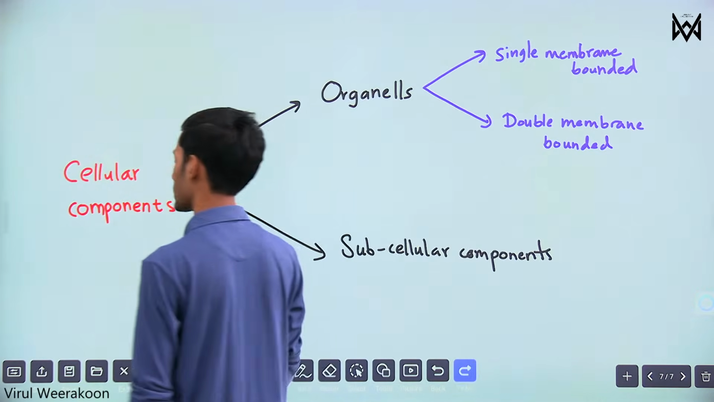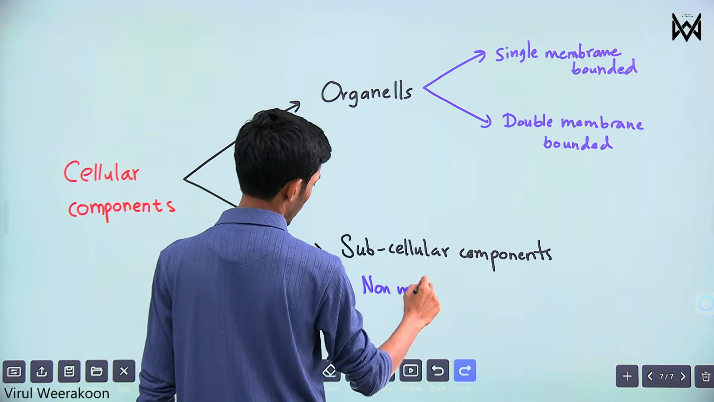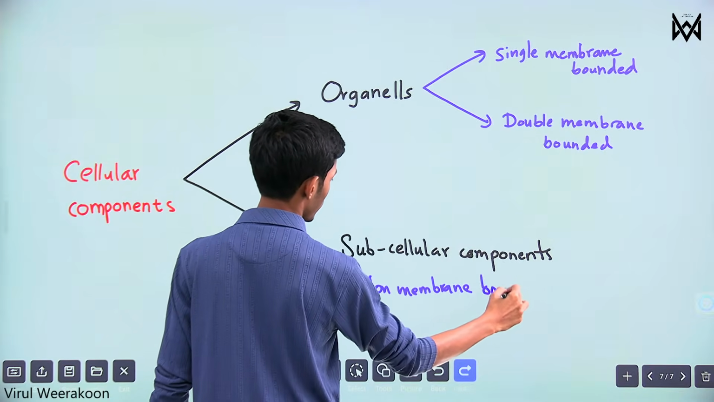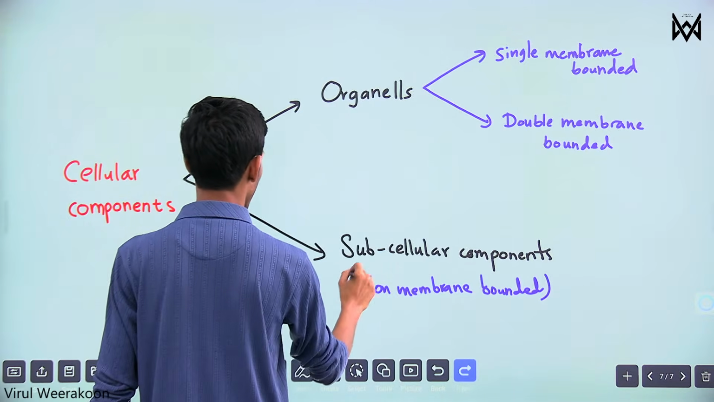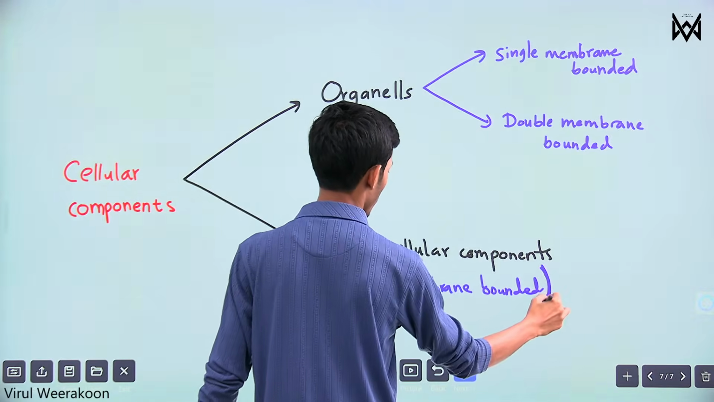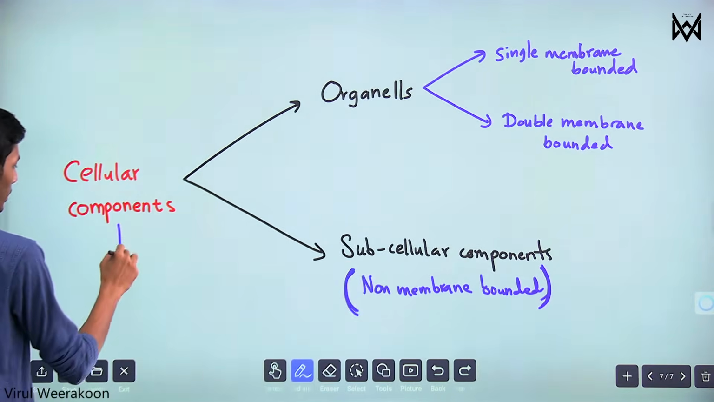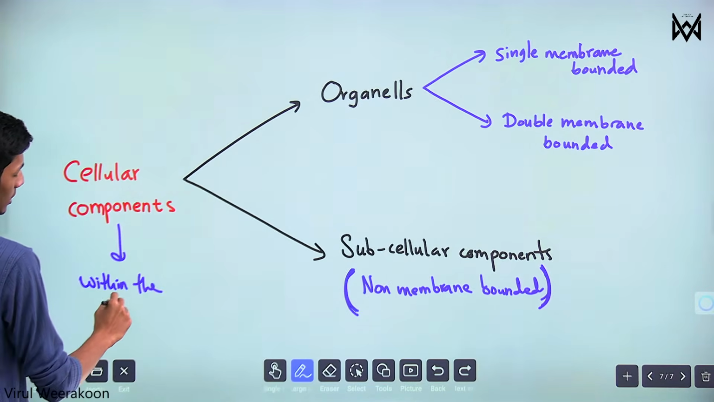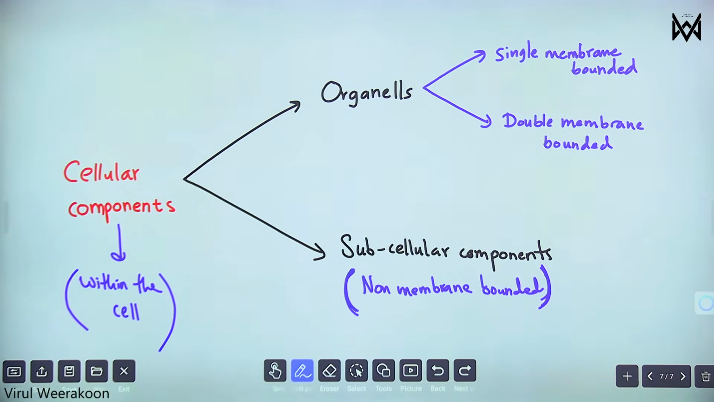And subcellular components are non-membrane bounded, meaning no membrane covering there. So cellular components are found within the cells, not exterior to the cell, within the cell. Okay, got it, complete it quickly.